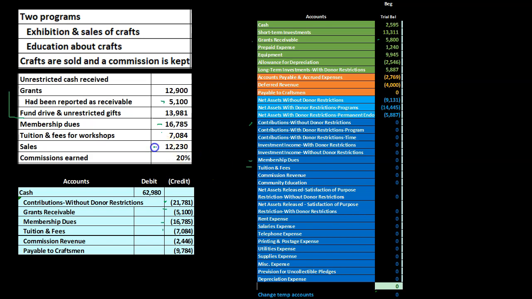Next, we've got sales. Now, I'm going to explain the sales a little bit here. We're going to say that we sell crafts, but the crafts are donated to us. We're going to sell the crafts and then basically give the funds to the people who donated. So we can kind of think of the crafts that we sell as almost on consignment. They're owned by the craftsmen, the artists who give them to us. We then sell it. We give them the proceeds. However, we keep 20% of it. So the revenue that's going to go to us is going to be the 20%.